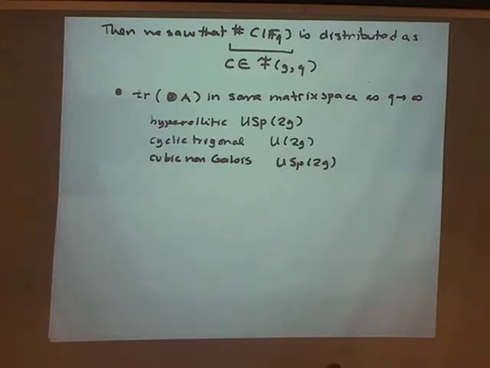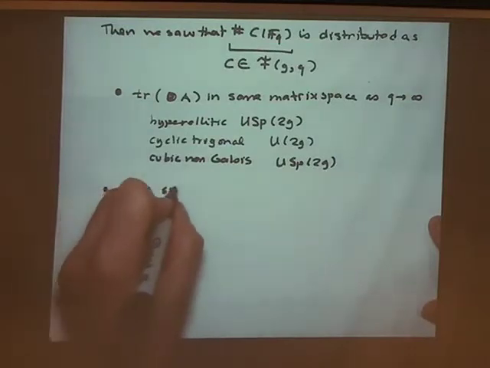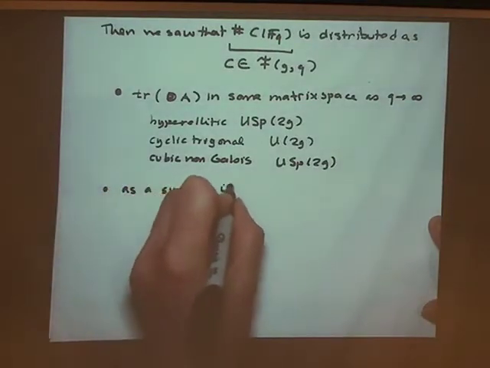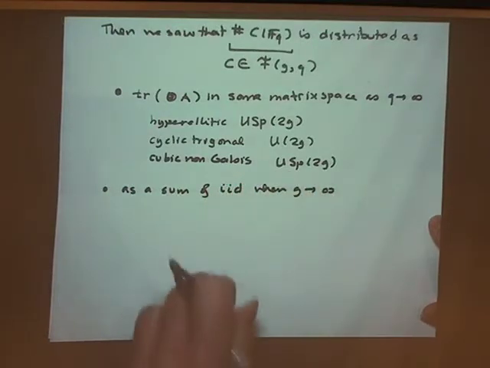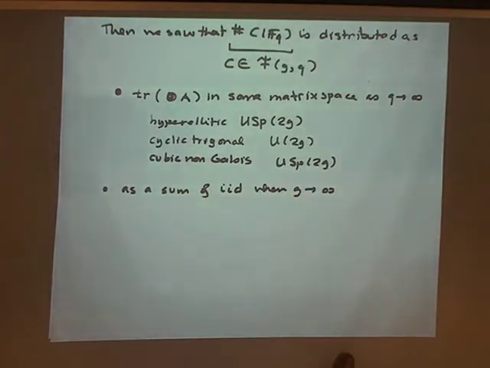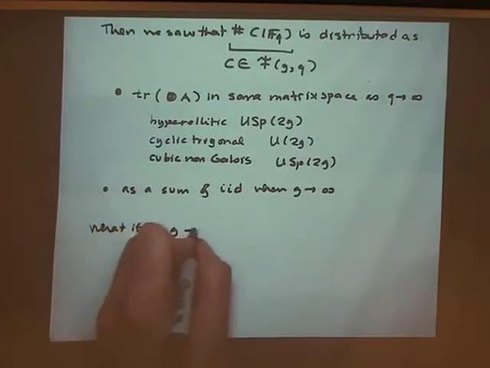Because in fact, you can see the q to infinity behavior, the fact that they belong to those groups, without taking q to infinity. Now it's distributed as a sum of IID variables when g goes to infinity. We saw those three examples, and the IID variables are given with different values and different probabilities. So what happens if q and g go to infinity?